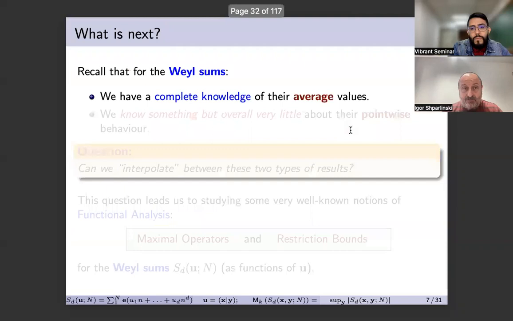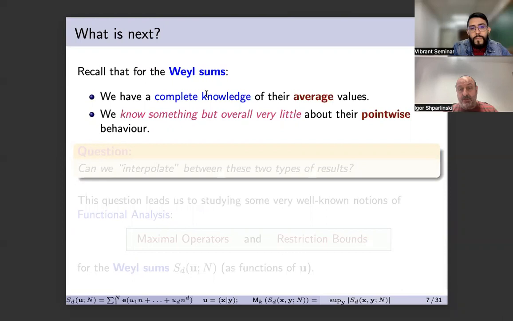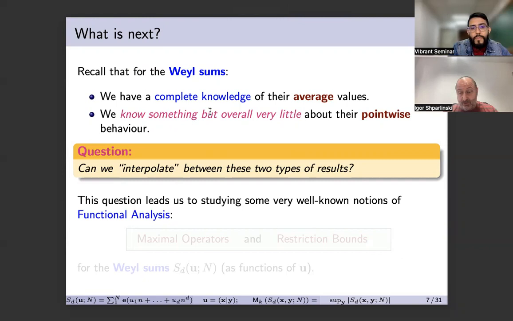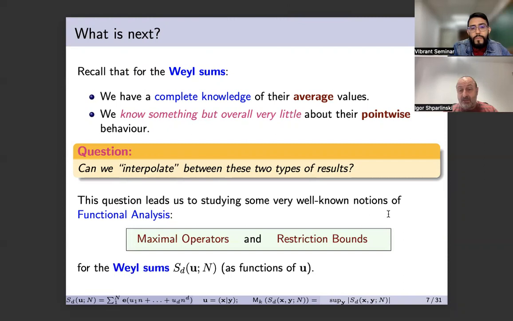So basically what we know about the Weyl sums can be summarized in these two statements. We have a complete knowledge of the average values, and we know something, but very little, about point-wise behavior. And the question which I will discuss in the first part of my talk would be, can we interpolate between these types of results? And I will explain what this interpolation means. In fact, this question leads to studying notions which are very well known in functional analysis, and these notions are called maximal operators and restriction bounds. In fact, when we started looking into this direction, we didn't know that what we were doing was getting estimates on maximal operators for the Weyl sums. And I will explain in a second what maximal operators are.